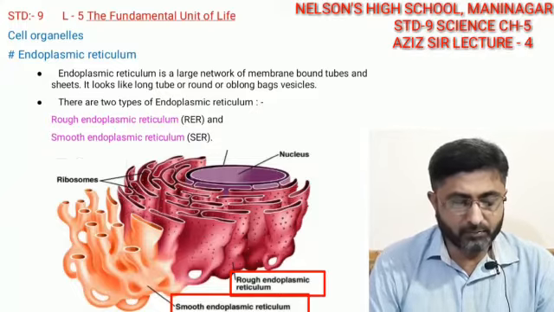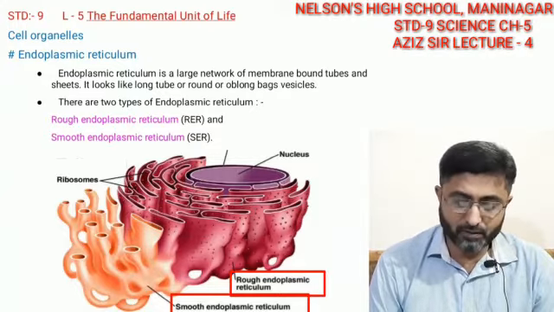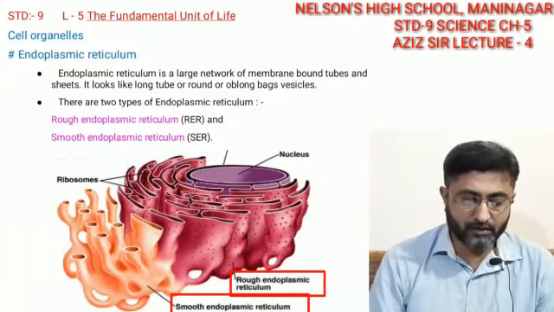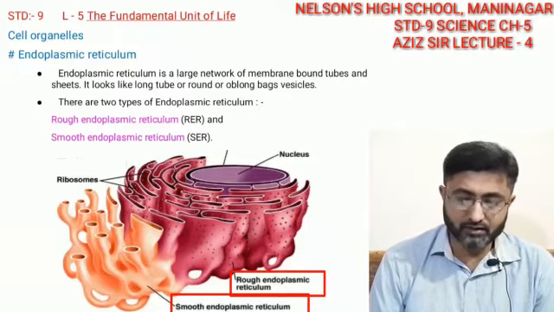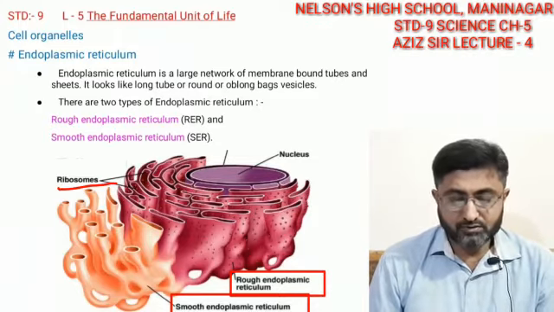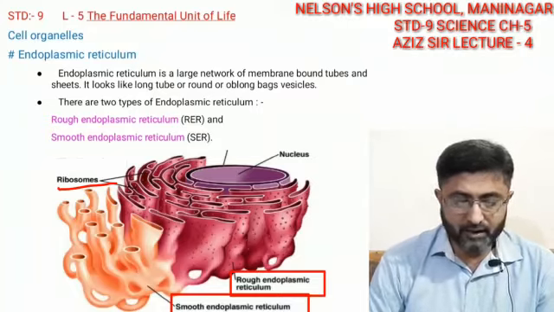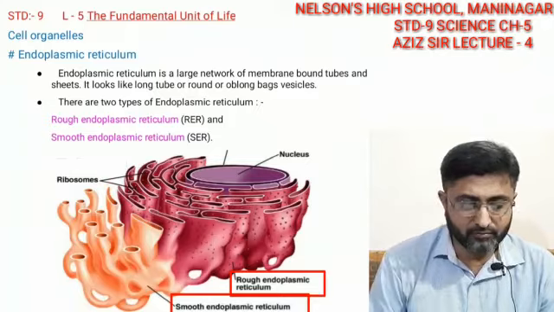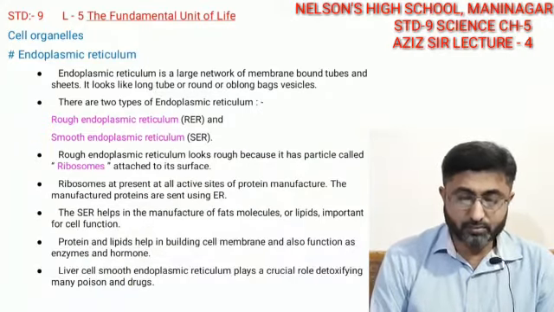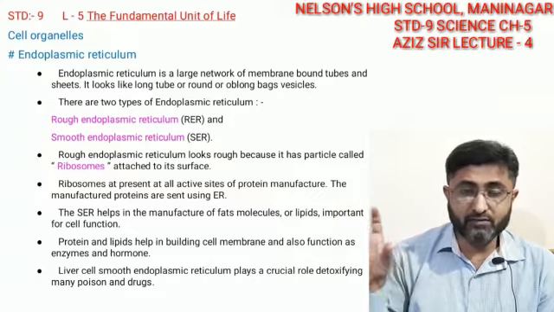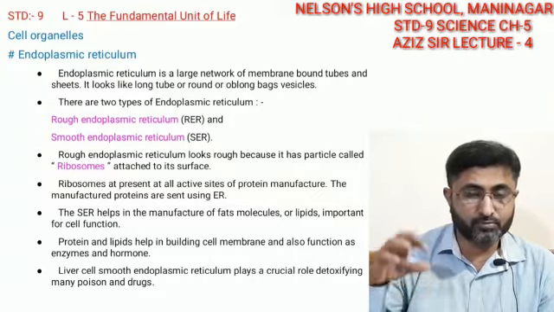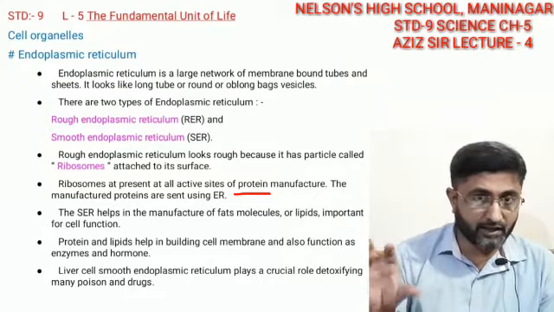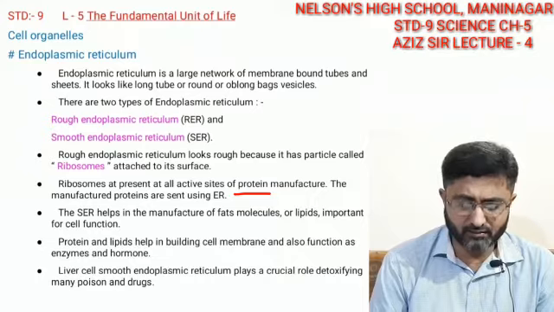Now we will start with rough endoplasmic reticulum. You can see dots on the rough endoplasmic reticulum, and these dots are nothing but ribosomes. These ribosomes come from the nucleus and stick on the endoplasmic reticulum, making it rough endoplasmic reticulum. These ribosomes are active sites of proteins, responsible for manufacturing proteins.